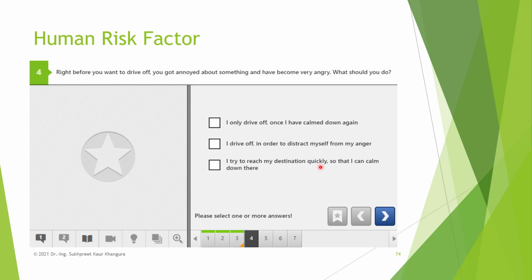I try to reach my destination quickly so that I can calm down there. This is also wrong because you are going to drive under pressure. You may commit mistakes, you can cause an accident, so also a bad option.